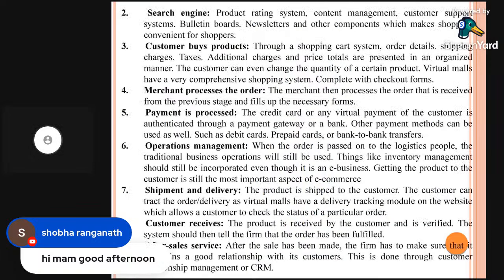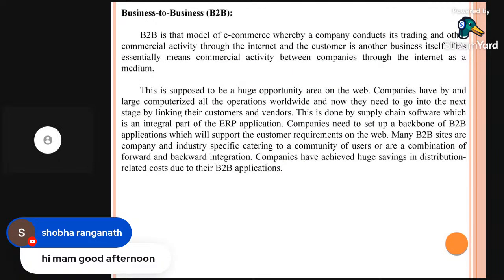Now let us understand the way of functioning of the business to business model. In this model, it is e-commerce whereby a company conducts its trading and other commercial activities through the internet, and the customer is another business itself. Earlier we were discussing business to consumer, and now it is business to business. For one company conducting the business activity, the other company is the customer under the business to business component. Here is a huge opportunity area where companies have large computerized operations worldwide.